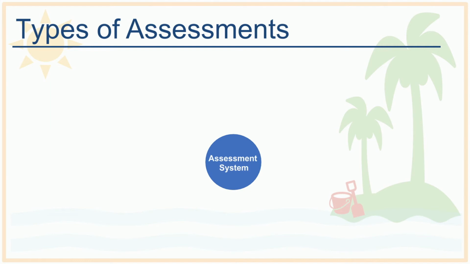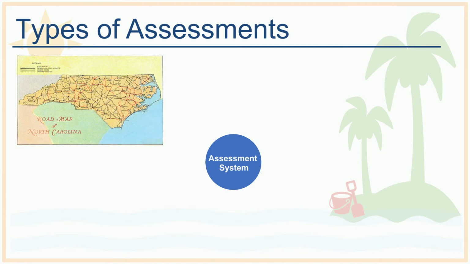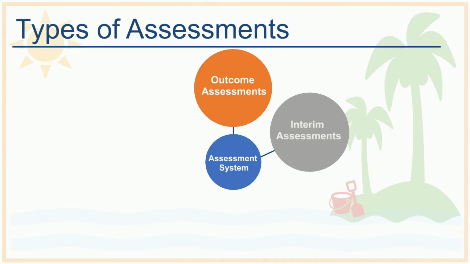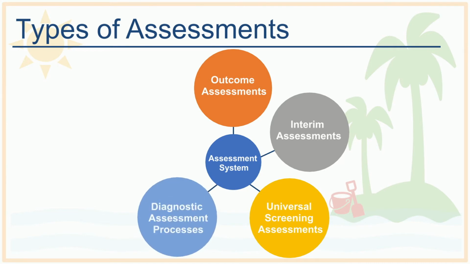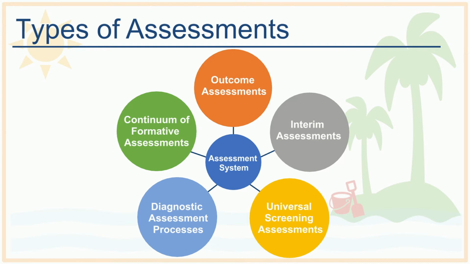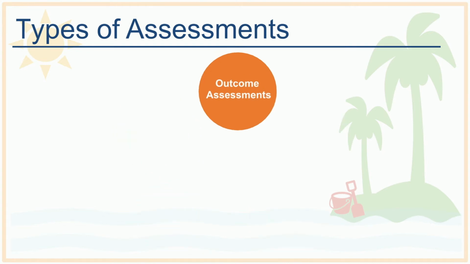In order to do that, we must understand the types of assessment and how they are used within an assessment system. In North Carolina, we focus on 5 types of assessments: outcome assessments, interim assessments, universal screening assessments, diagnostic assessments, and the continuum of formative assessments. Let's start with outcome assessments.